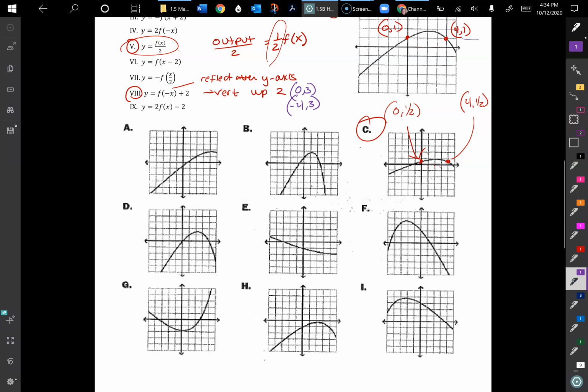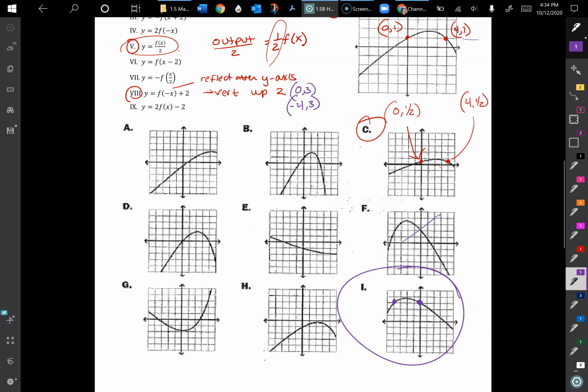So F is out because I don't have a (0, 3). So that's out. But I do have a (0, 3), and I also have a (-4, 3). And then I could check some other points. You could kind of judge it, but I would pick that one.